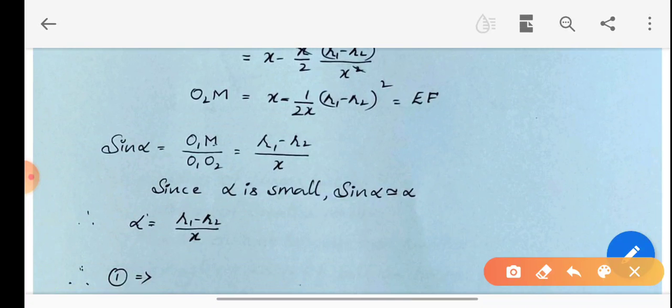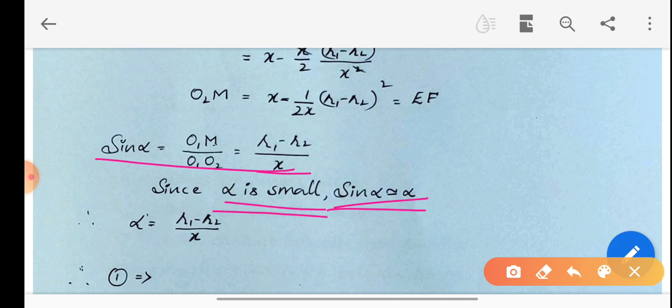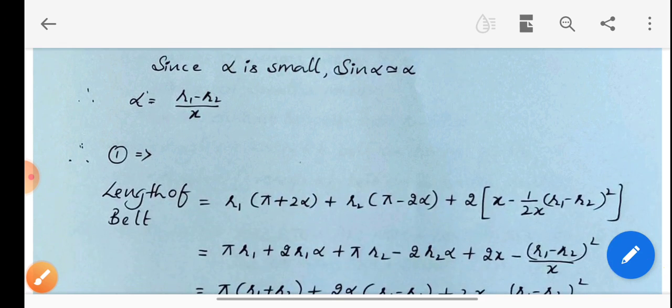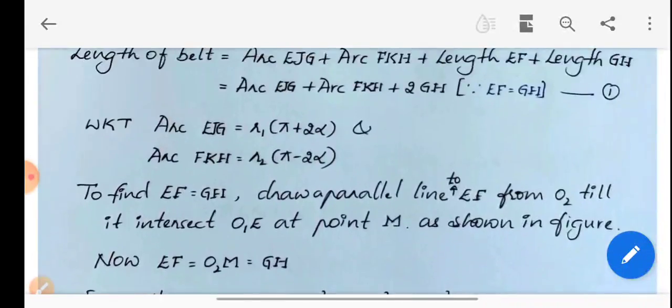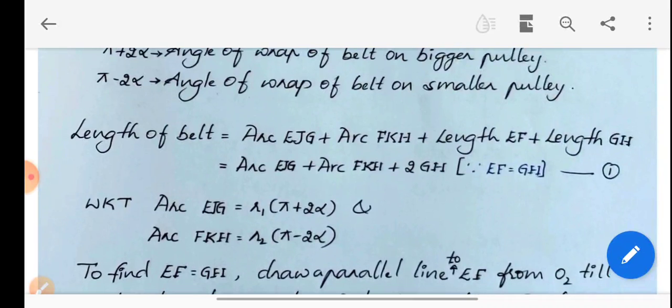O1, O2 is x. But in this case, the angle alpha is very, very small. So since the alpha is small, I will consider sin alpha as alpha, right? So I can write the above equation as alpha is equal to R1 minus R2 by x. Now I will go to equation 1. Where is our equation 1? Here it is. So this is our equation 1, right?